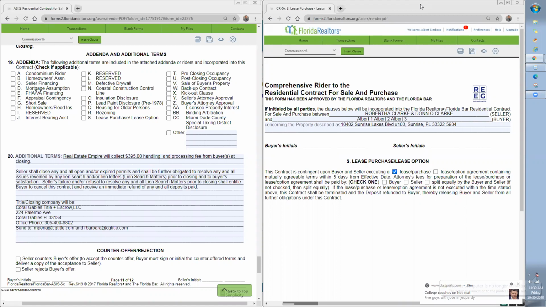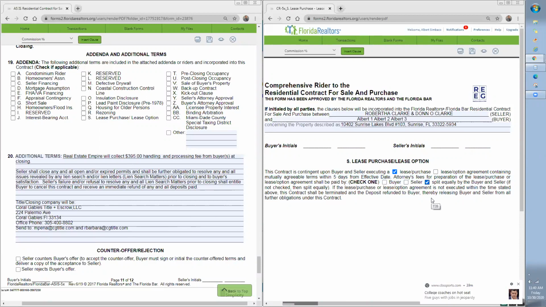Or the seller can see that it went up in price, and the seller can say, I no longer want to sell the property because it's at a higher value than it was 2 years ago, and I think I can get more. So that is the difference between lease purchase and lease option. If you notice, it says mutually agreeable terms need to be done within 5 days, and attorney's fees for preparation of the lease purchase or the lease option agreement shall be paid by, and if they agree upon it, it's okay to split equally.